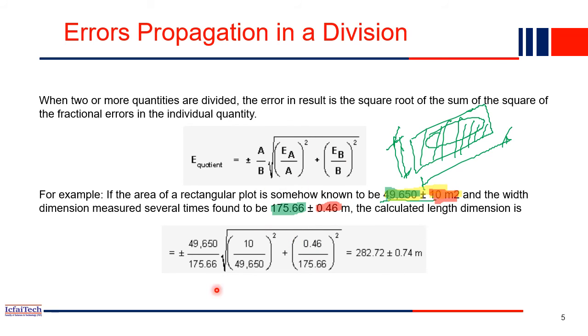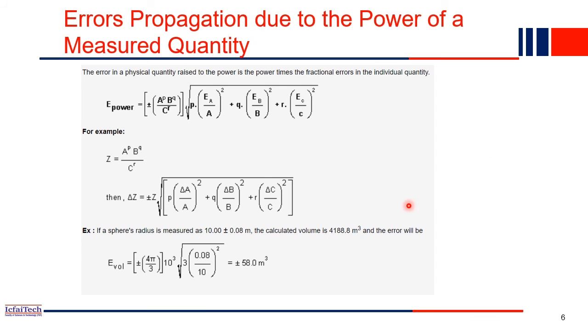The error here is 10 divided by the total value, right? The total value is 49650, squared, plus in the eb reading, or second reading, you have the error 0.46 divided by the entire length. Eb is basically 175.66, square it, and then you will get the final value. So that's how the actual computation works, and we can see how the errors are propagated from one reading to another. This is for division, very similar to the multiplication we did earlier.